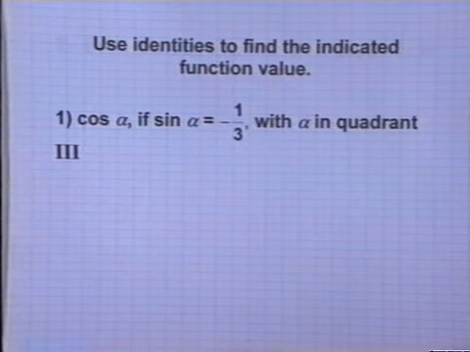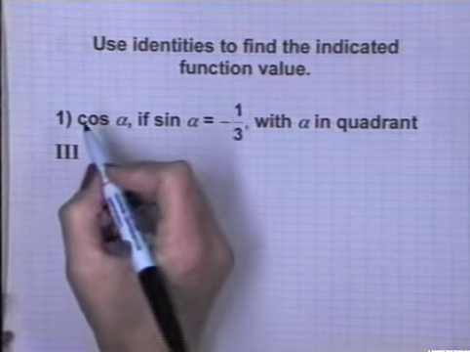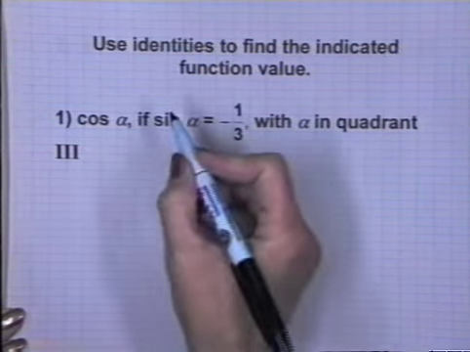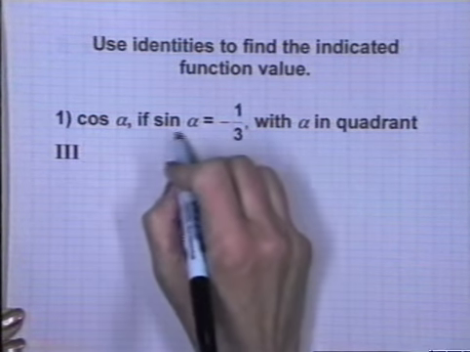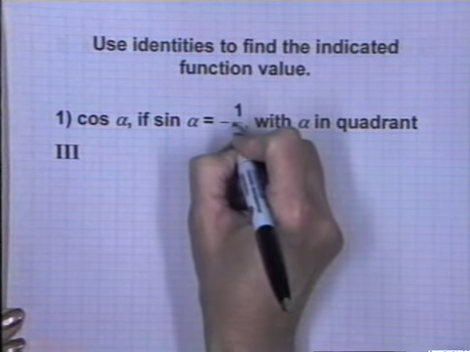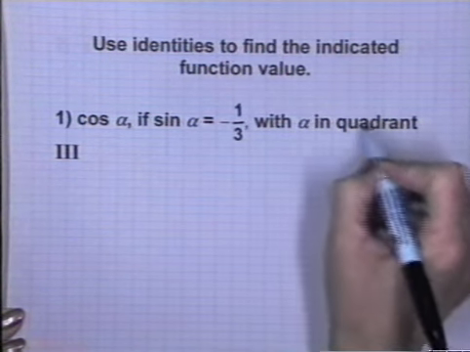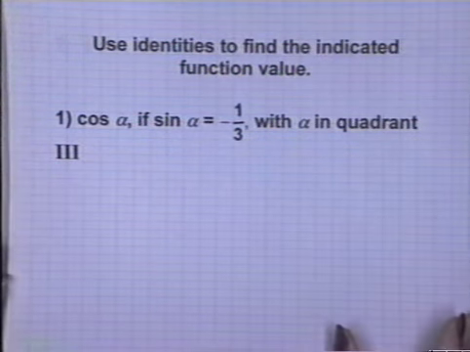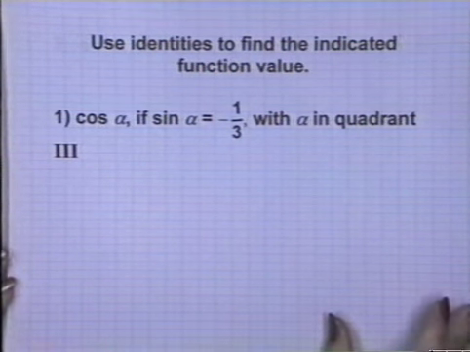Use identities to find the indicated function value. Well, what they want us to find here is the cosine of alpha, and what they're telling us is that the sine of alpha equals negative 1/3, and they are also telling us that alpha is in quadrant 3, so it's a third quadrant angle.